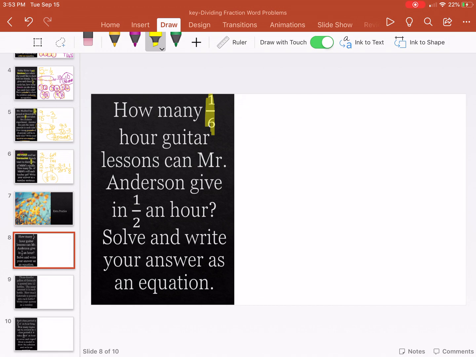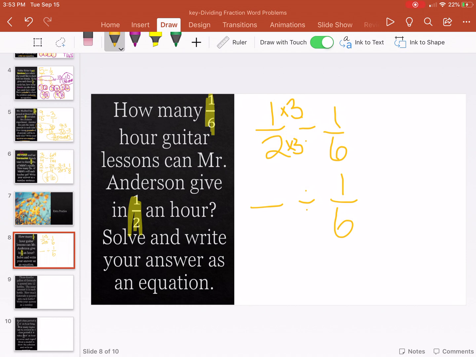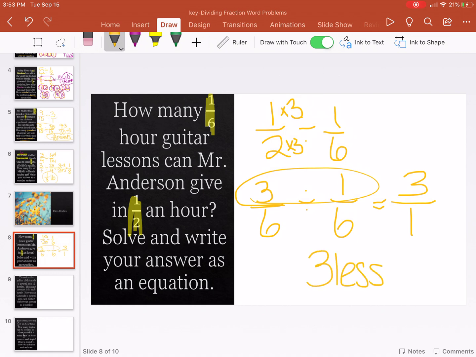How many 1/6 of an hour guitar lessons can Mr. Anderson give in 1/2 of an hour? Solve and write your answers in an equation. So what do we have? We have half an hour divided into how many 1/6 can he do? Common denominator is going to be 6. So times 3 times 3. So 3/6, divide across, 3/1. The answer is 3 lessons. Okay, the next one.